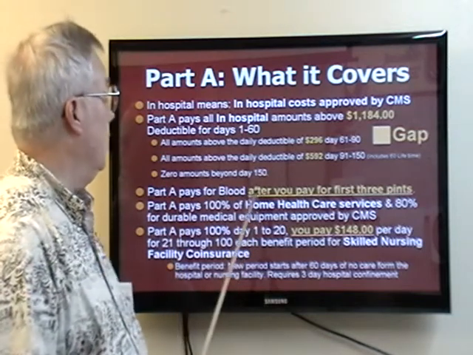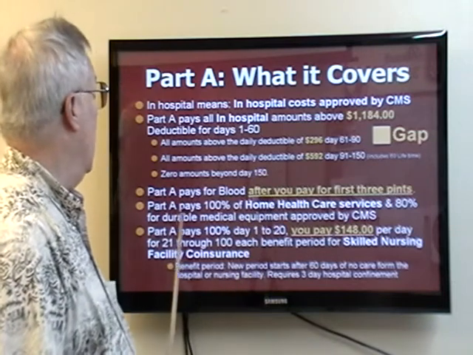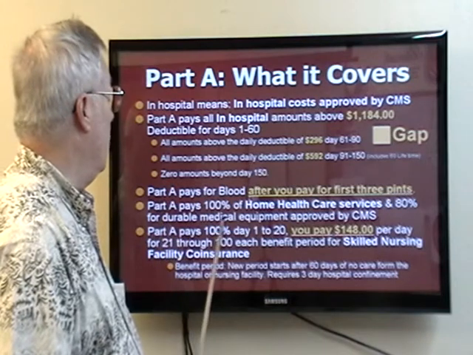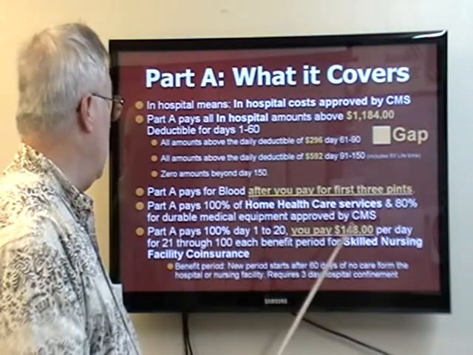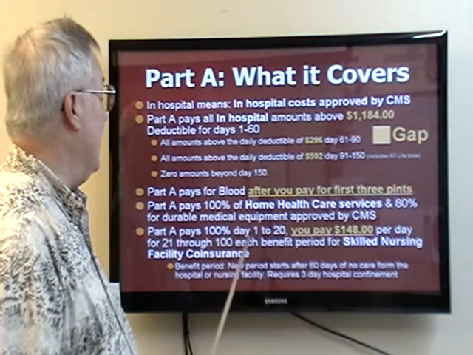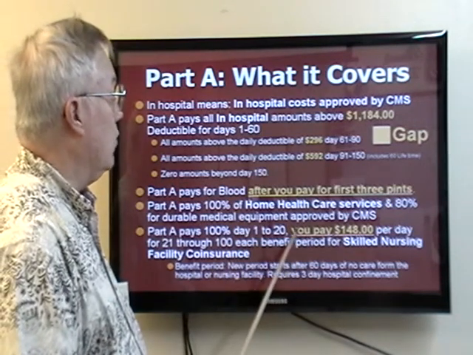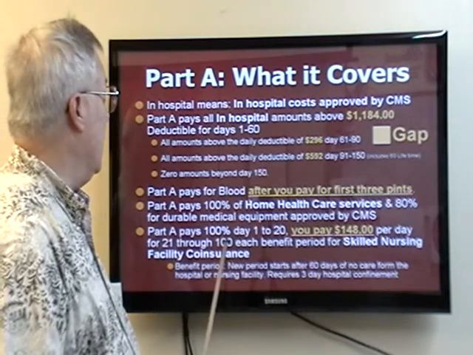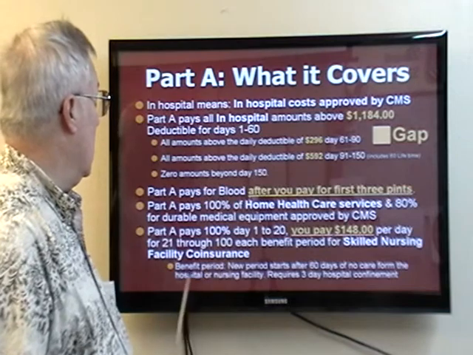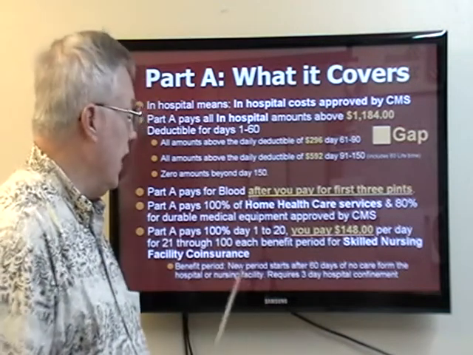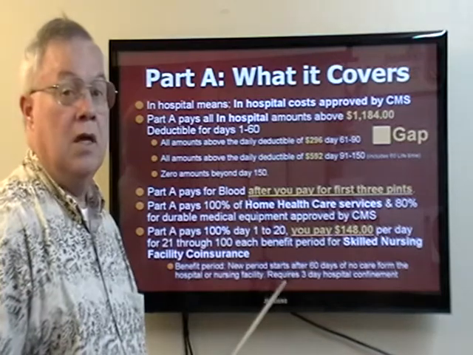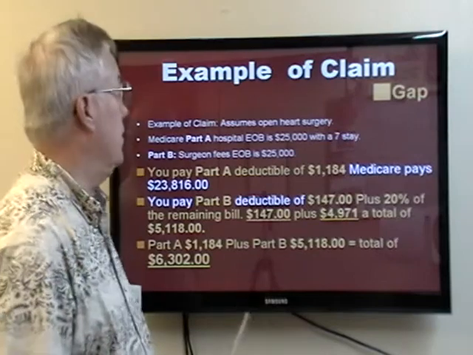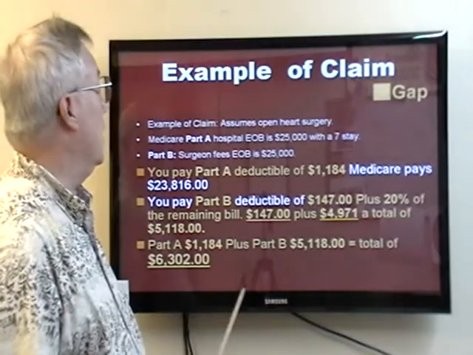Now Part A pays for the blood after you've paid for the first 3 pints. Part A pays 100% of the home health care services and 80% for durable medical equipment approved by CMS again. Part A is 100% day 1 through 20, and then in day 21 you pay $148 a day for the nursing facility up to day 100. So these are the areas that are a little bit weak, or the gaps. And the reason that we're giving this seminar is to let you know what your options are to fill these different gaps.